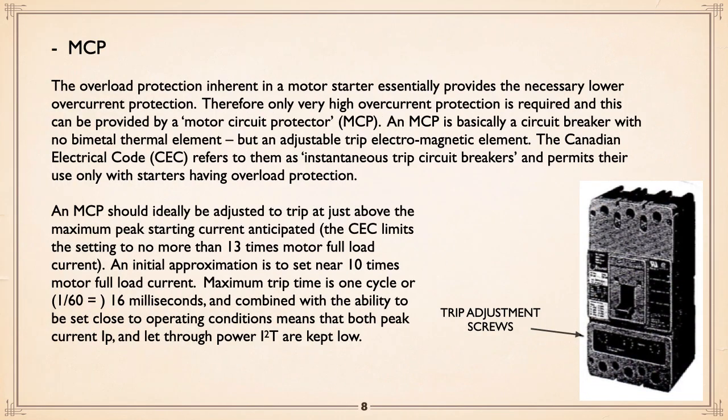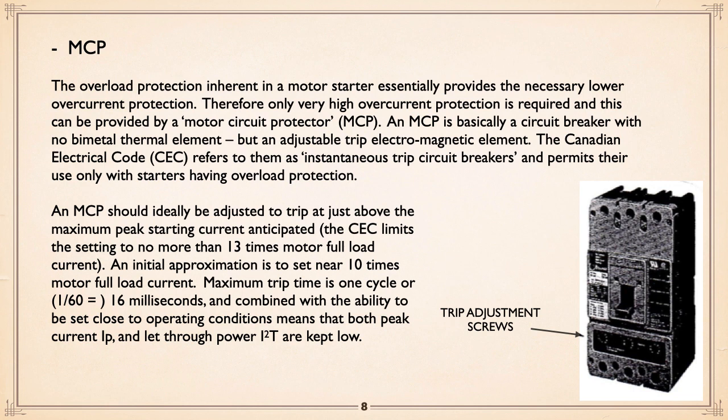Another variation of circuit breaker is MCP. Realizing that the thermal part is essentially to prevent overload situations, and in houses, that's quite common in the table saw, whatever. If you're dealing with municipal motors, whatever, you will have overload relays. That overload relay takes care of the lower current overload tripping. Therefore, you really don't need it in the circuit breaker. So a variation of a circuit breaker is an MCP, which is basically a circuit breaker without the thermal element, but with an adjustable trip electromagnetic element.